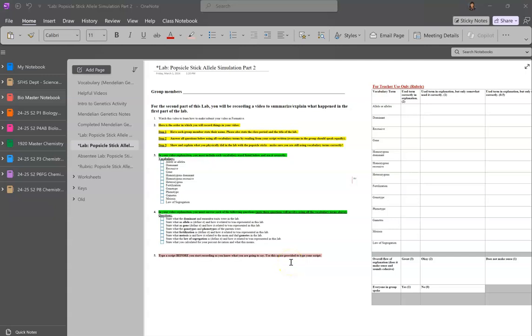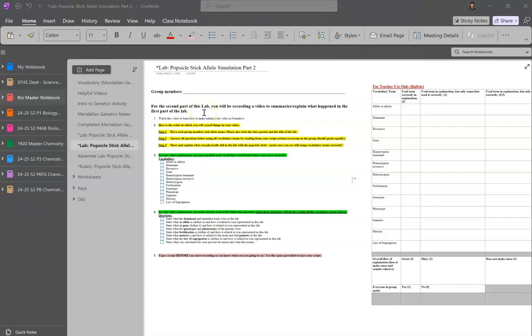In this video, I'm going to explain what you will be doing for the second part of the Popsicle Stick Allele Simulation Lab. So the first thing is make sure that you write down all of your group members' names so that when your teacher goes to grade, they know who is in what group.